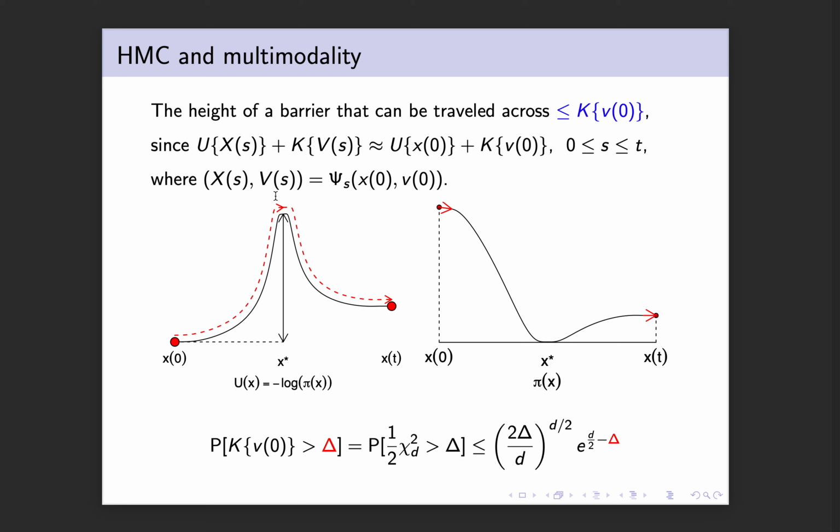Unfortunately, the initial kinetic energy follows a half of the chi-squared distribution with d degrees of freedom, where d is the space dimension. So the probability that the initial kinetic energy is greater than a certain number, say delta, scales exponentially as delta increases. Consequently, as the two modes are separated by a high potential energy barrier, the probability that there occurs a transition from one mode to the other decreases exponentially.